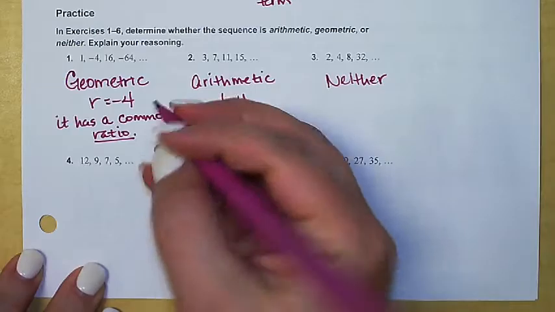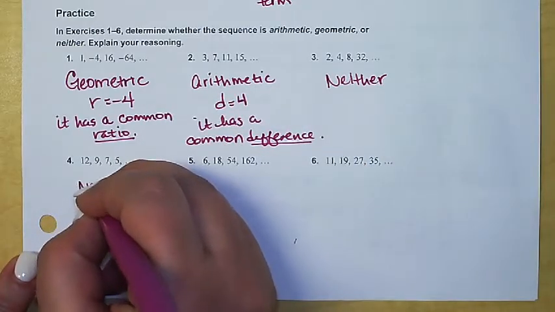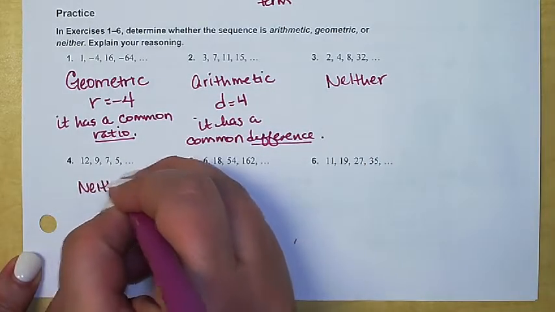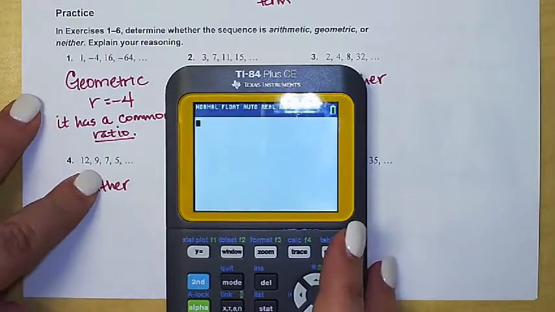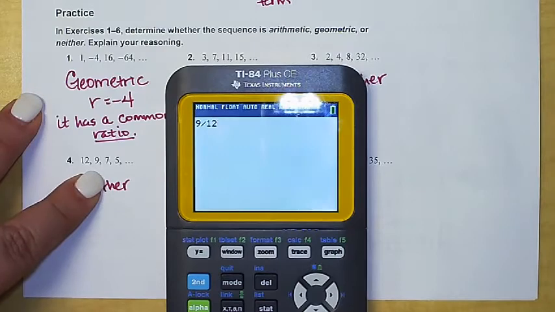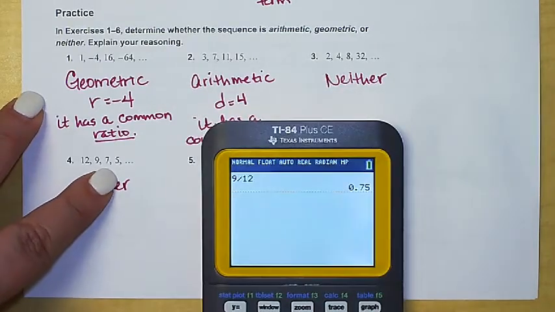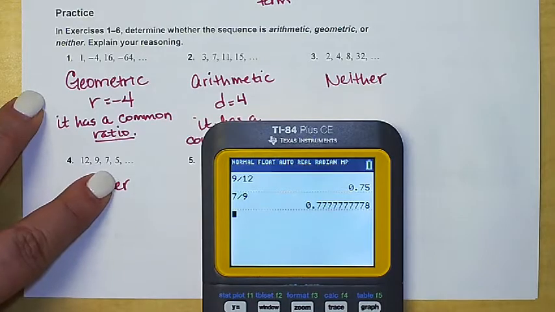Okay. So hopefully you got neither here, and you would be correct. When we tested out the common ratio, it failed pretty quickly. When we do 9 divided by 12, we get a very different answer than when we do 7 divided by 9. So definitely not geometric.